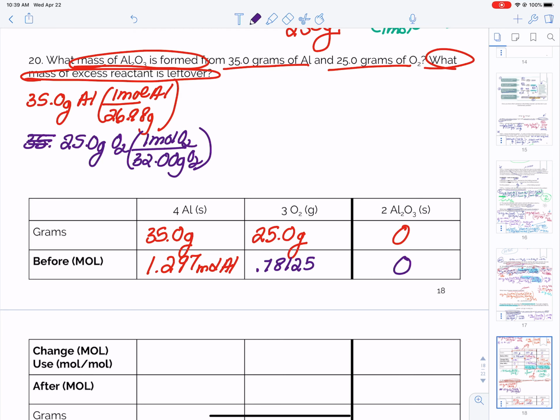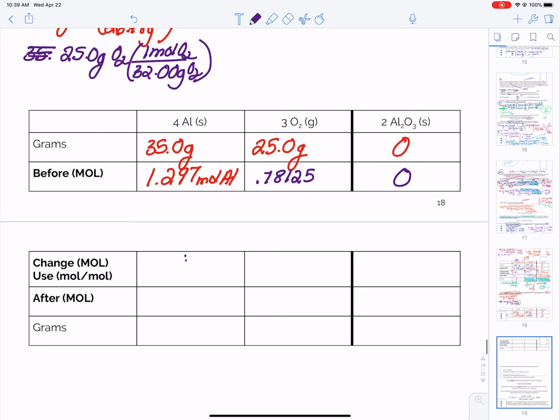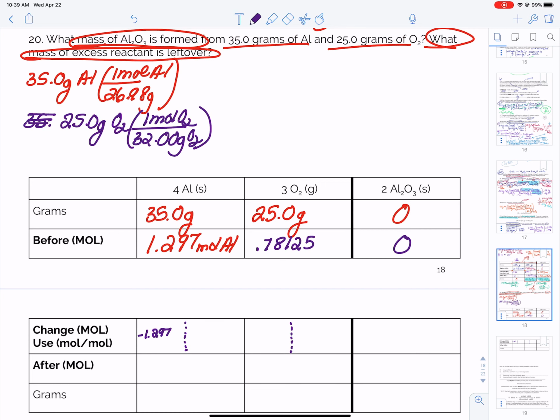So now this is the tricky part, I think. Which reactant is the limiting reactant? And so remember, I put little dots in the middle here because I don't know which one is the limiting reactant yet. And the first thing that I said was assume reactant 1 was the limiting reactant and see how that works. So if this guy goes down by 1.297, how much will the oxygen go down by? And in order to do that, I need to do a little stoichiometry. If I have 1.297 moles of aluminum reacting, how many moles of oxygen will also react?